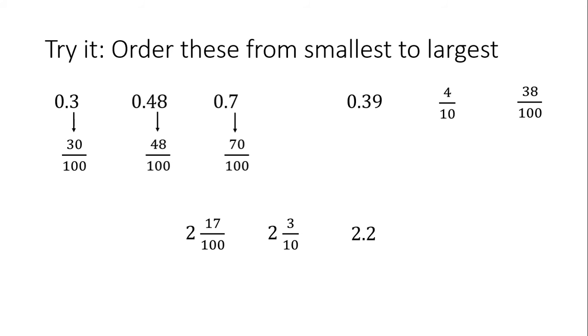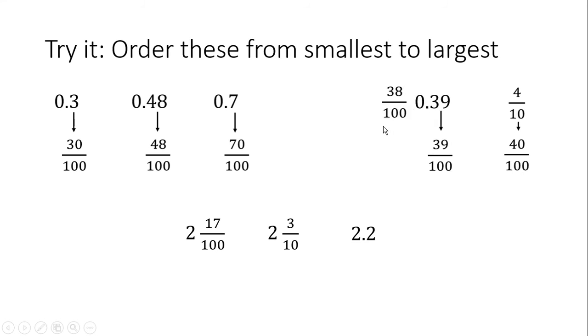In the top right, we've got 0.39. Well, 0.39 is the same as 39 hundredths. So let's write that. 39 hundredths. 4/10ths is the same as 40 hundredths. And then 38 hundredths is already in hundredths, so we don't need to convert it at all. Now, which one goes first? Which one goes second? Which one goes third? 40 hundredths is more than 38 hundredths or 39 hundredths, and 38 hundredths looks like the smallest one, so let's just move that over here and shift everything else over. There we go.